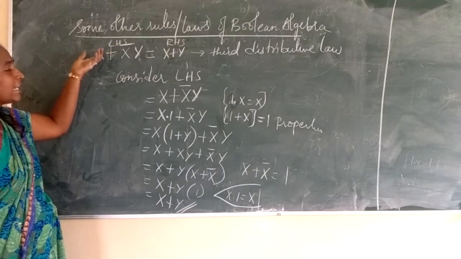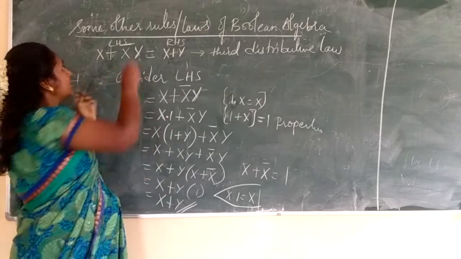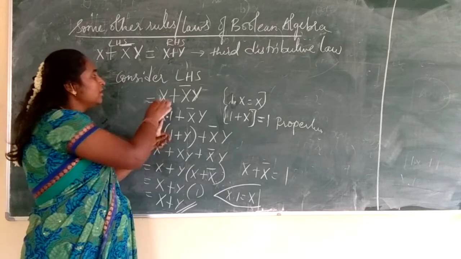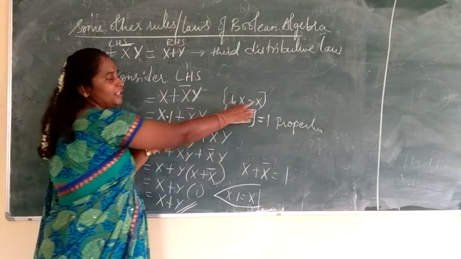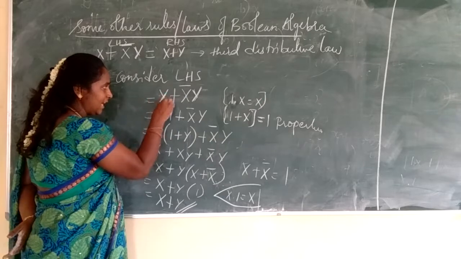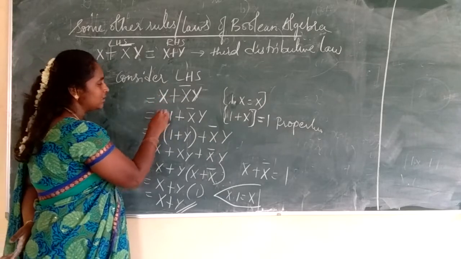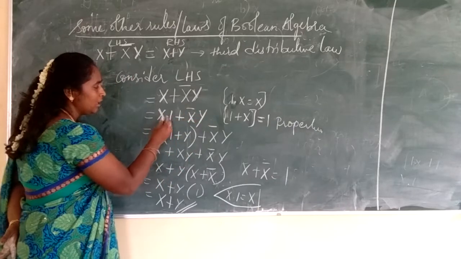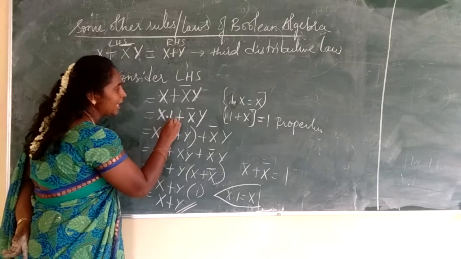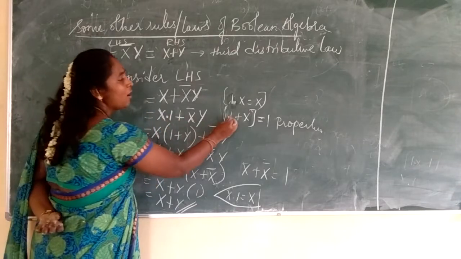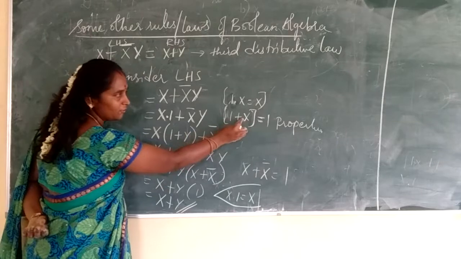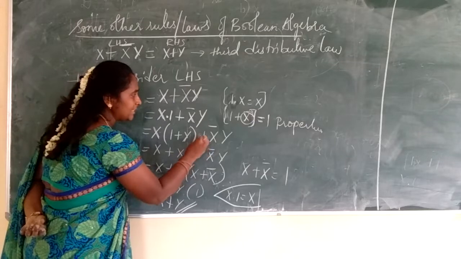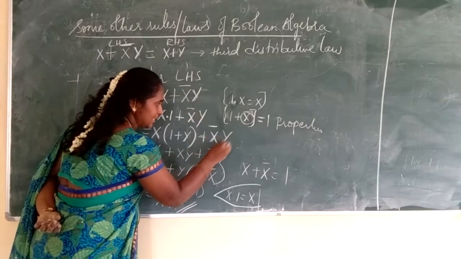Once again I am explaining. Consider x plus x bar y, take it as it is. So x as it is: 1 into x is equal to x, so I am representing x using the properties of zeros and ones as x into 1, plus x bar y as it is. Now this 1 can be represented again using the property that 1 plus x is equal to 1. In place of x I am replacing y, so 1 plus y, plus this x bar y as it is.